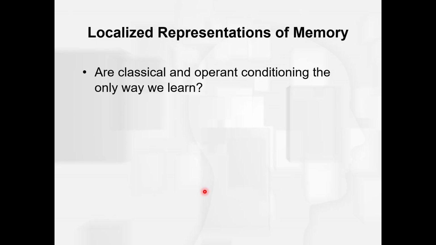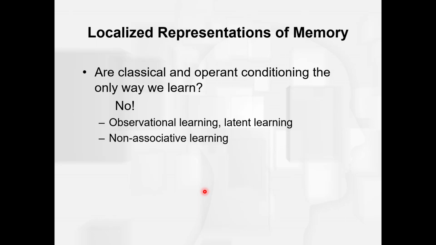So the question is, are classical and operant conditioning the only way we learn? Do we only learn by pairing stimuli, changing our behavioral responses, or because a behavior increases when we're reinforced or decreases because we're punished? No, of course not. There are also other types of learning like observational learning, latent learning, and now we're going to discuss non-associative learning.